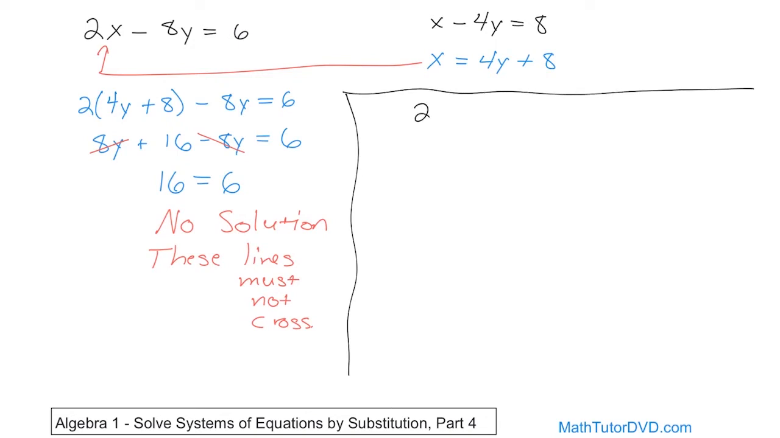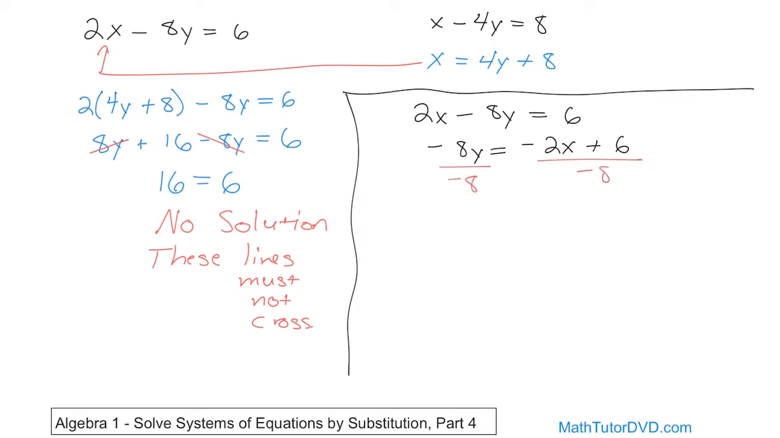Let's take the first equation, 2x minus 8y is equal to 6. Let's solve it for y and see what the line looks like. Let's put it in slope-intercept form. So we'll take the 2x and move it over by subtraction. We'll have negative 8y is equal to negative 2x plus 6. Just subtract 2x from both sides. And then we're going to divide both sides by negative 8.